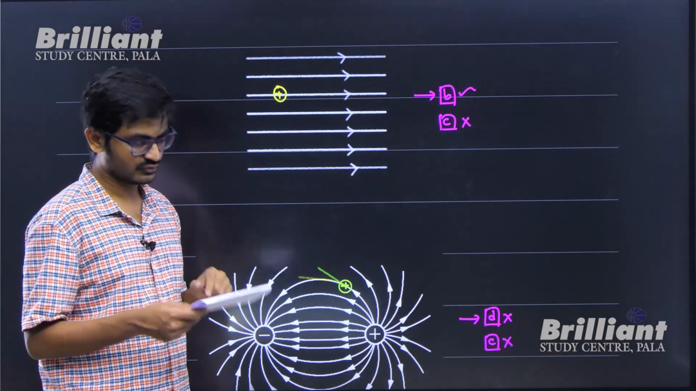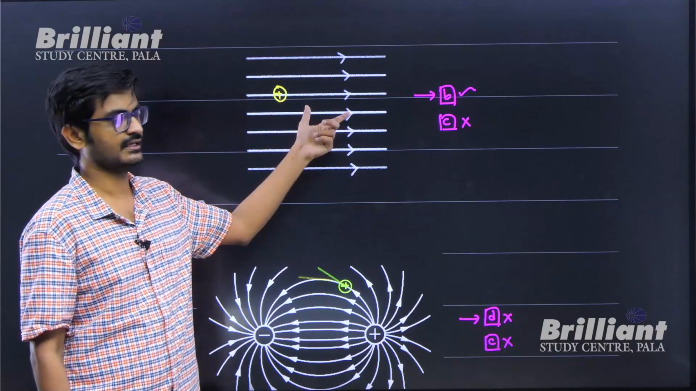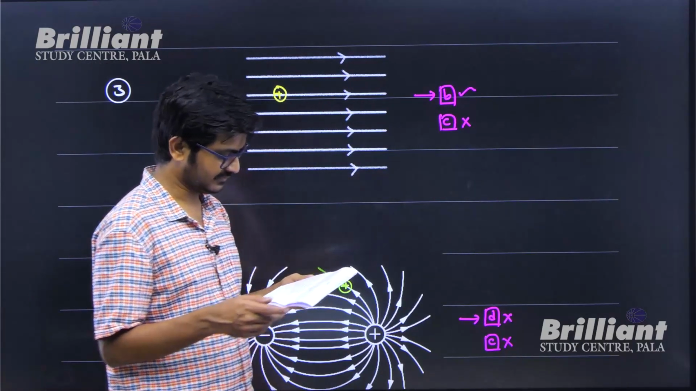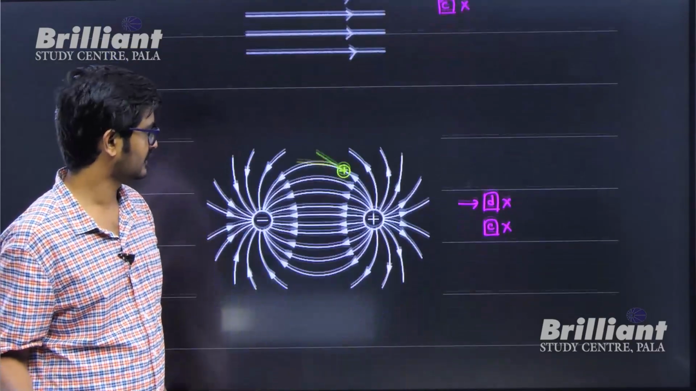Option C, a particle never moves along line of force, but here it is moving along line of force, so it can move along line of force. So from here I can say B is correct and C will be wrong. Now going for A and D, now look at this thing.